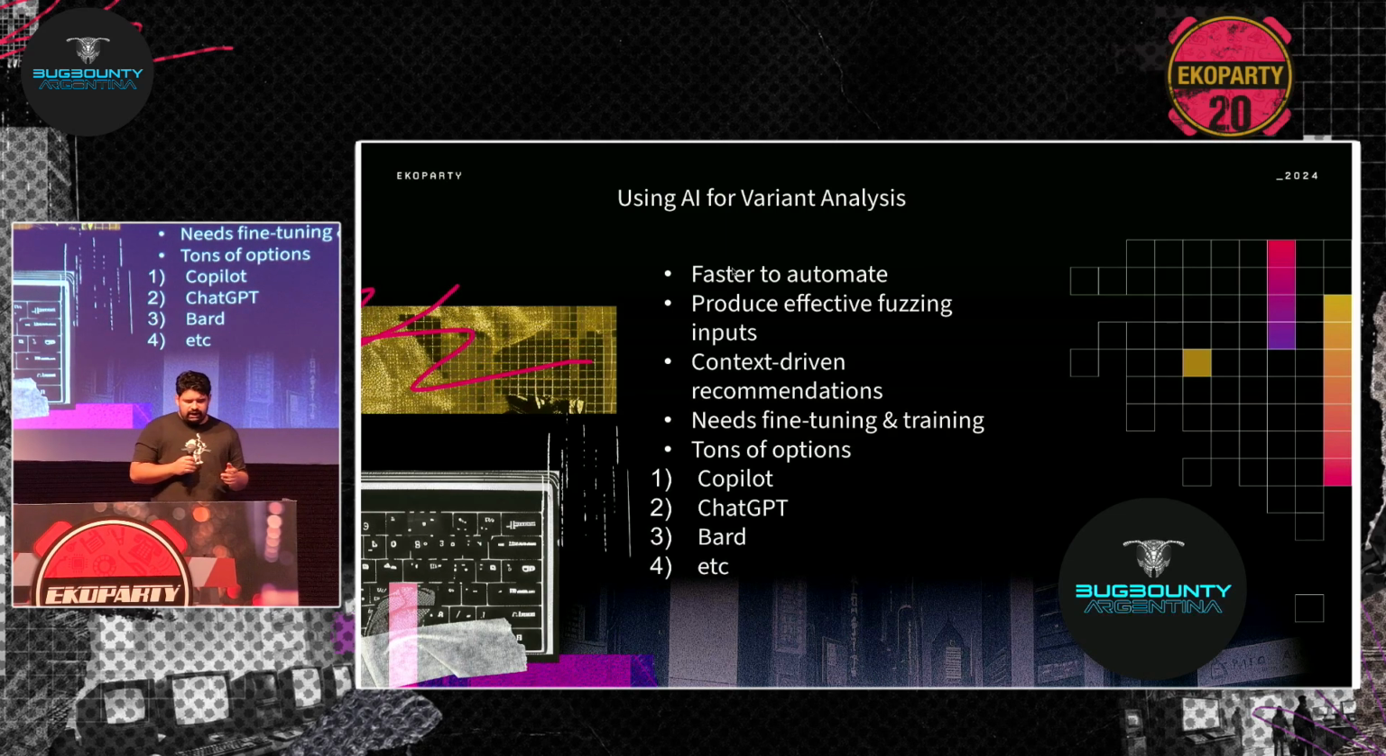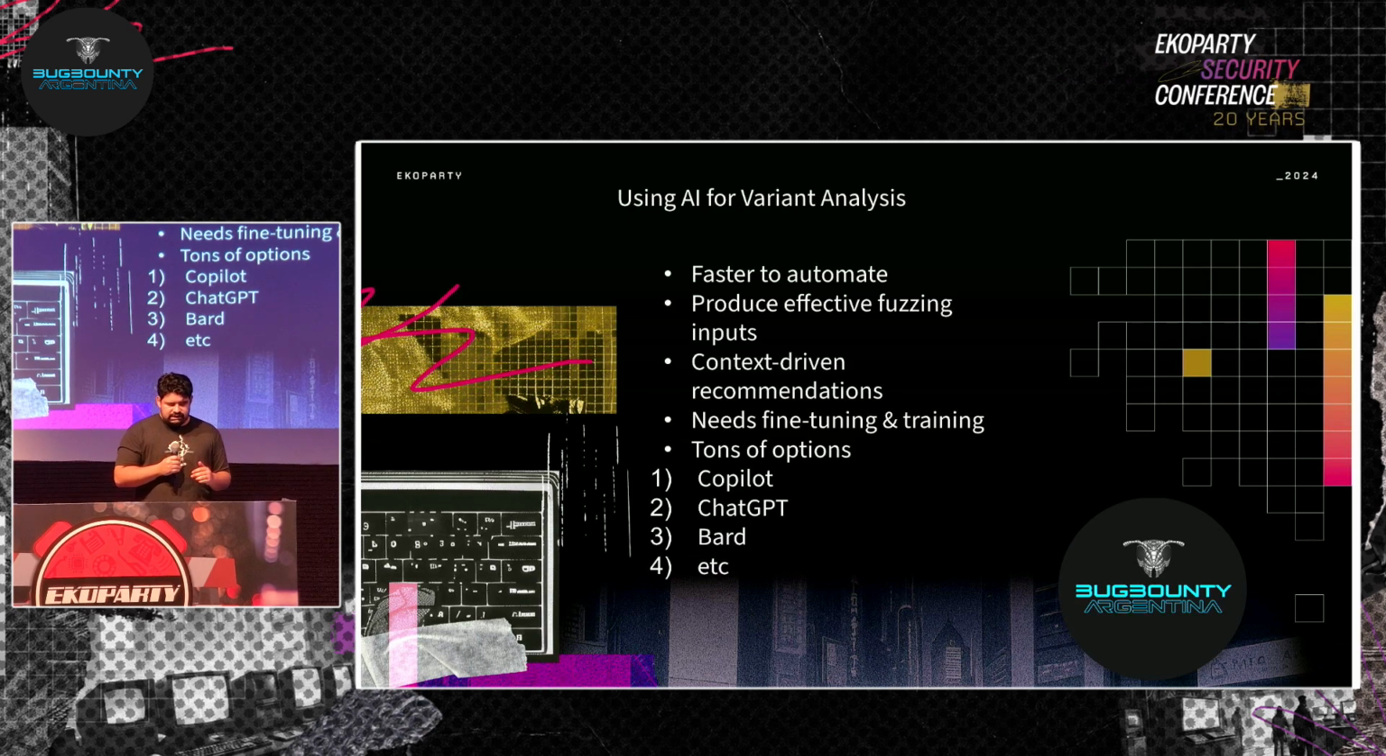So, quickly, using AI for variant analysis, right? To conclude, there are a lot of ways you can do variant analysis. Lately, I've been trying to see how I can use things like Copilot or ChatGPT, Bard, all of these, and see how I can use them to help me with this mission of mine. Because I have a lot of variant analysis cases sitting in my backlog. How can I make it a little bit faster? How can I automate this a little bit better?